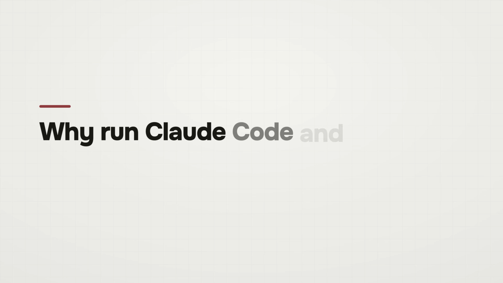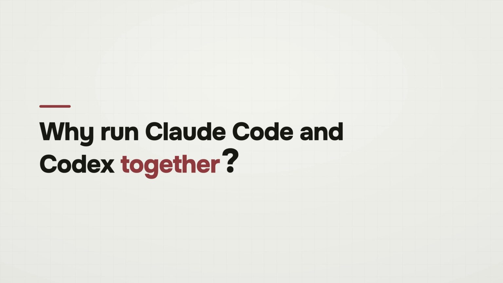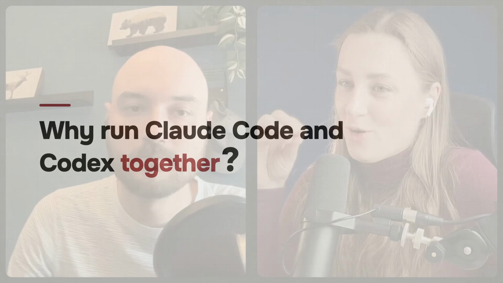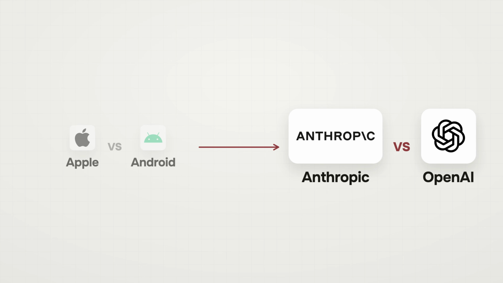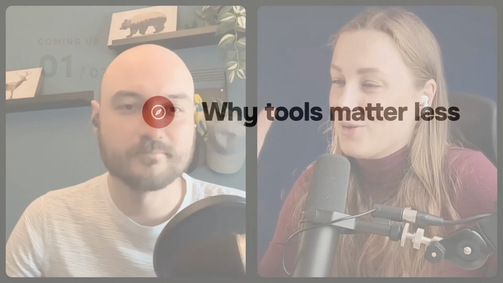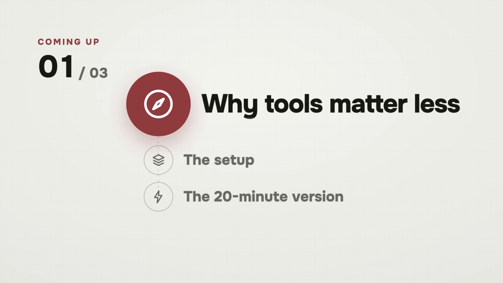So maybe let's start with why would someone set up their Claude Code sessions to communicate with Codex sessions? And the whole other question is, of course, the debate between Apple and Android is now the debate between Anthropic and OpenAI. So how do you go about that? Obviously, you're using both. Yeah, I'm definitely using both.